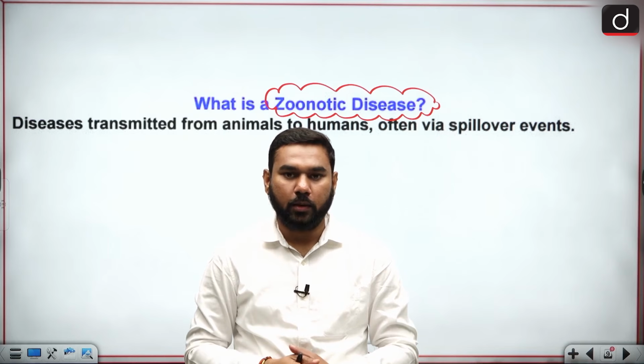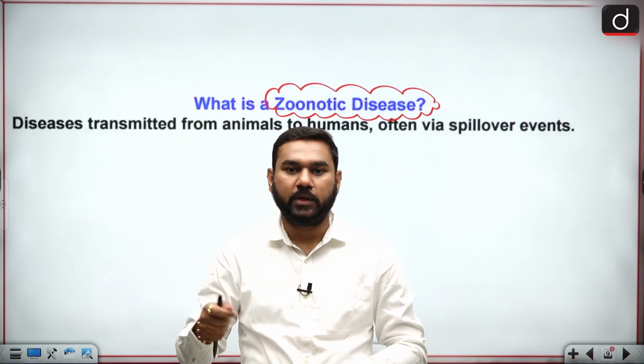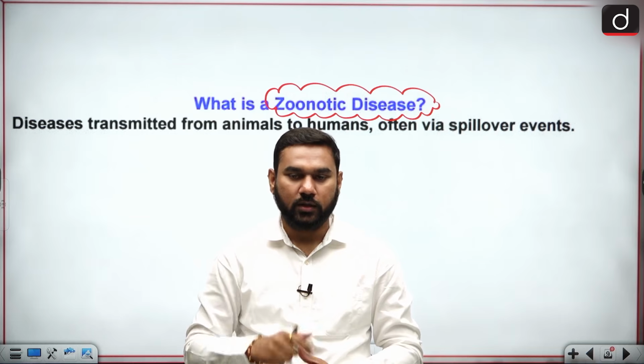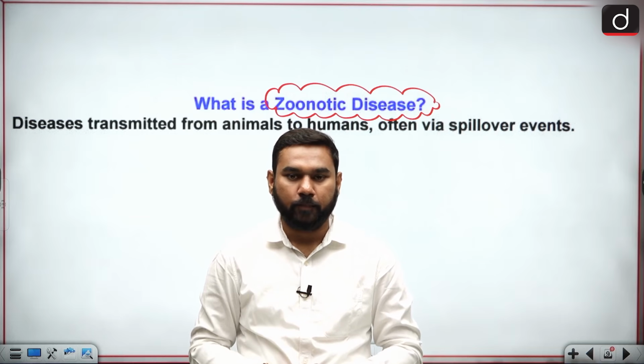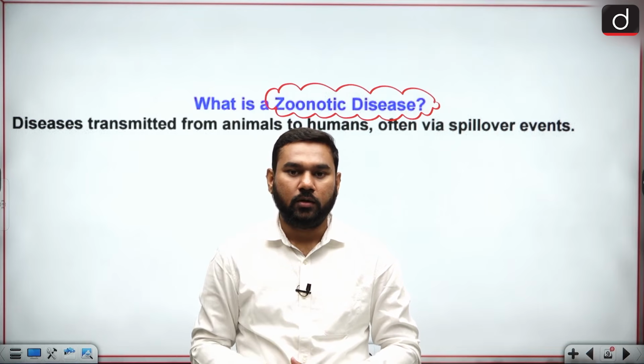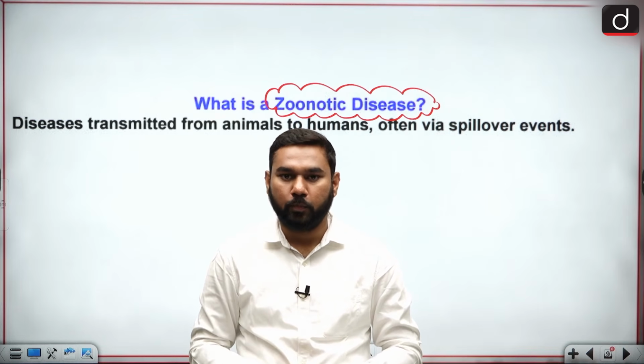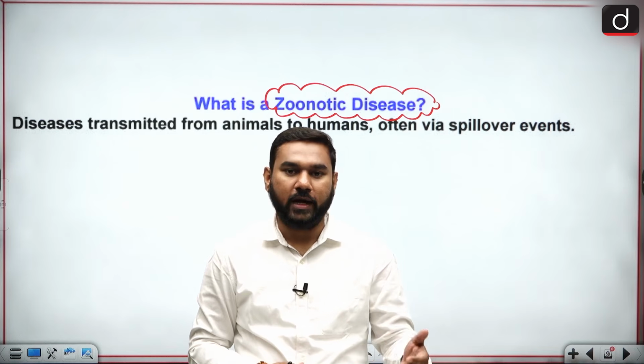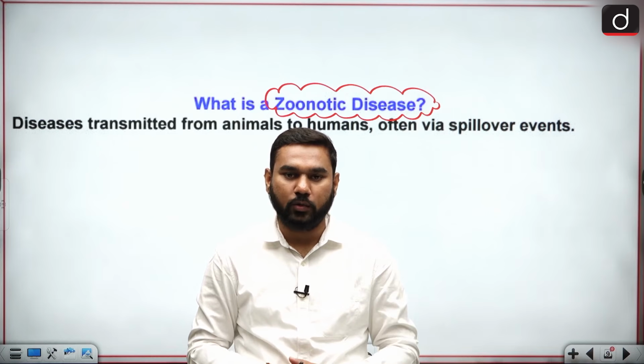A very simple example: malaria is transmitted by the Anopheles mosquito. This is also a zoonotic disease. And when we talk about the plague, this is also spread by rats, which are present in homes. Rabies: cats, monkeys and dogs carry this kind of virus.